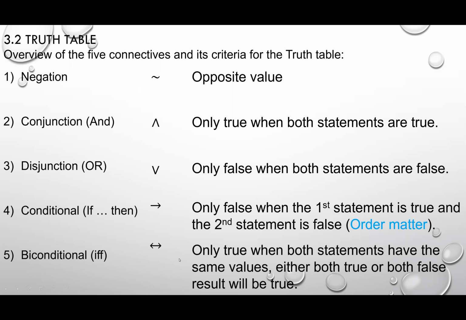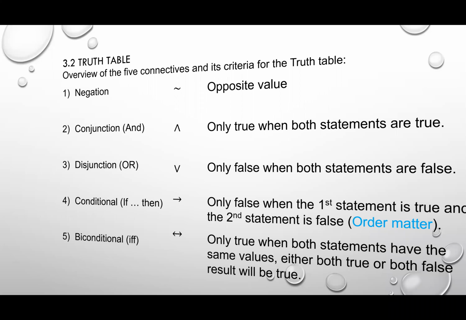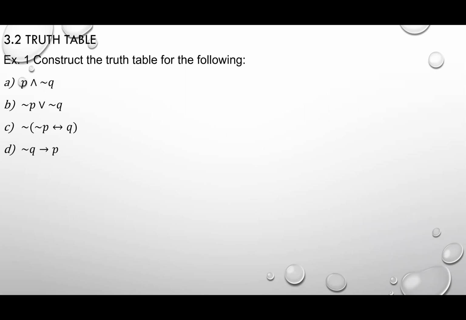So let's take a look at the example. Let's take a look at the first example I have. This is probably what you will see on your homework. This is probably what they give you: construct the truth table.